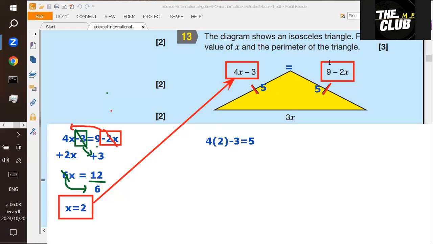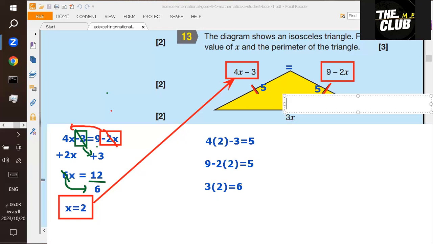You can check that this is 5: 9 minus 2x means 9 minus 2 times 2. 2 times 2 is 4, and 9 minus 4 is 5. Same idea. And then the last one, 3x, means 3 times x, and x is 2. So 3 times 2 equals 6, and this is the last side, which is 6.